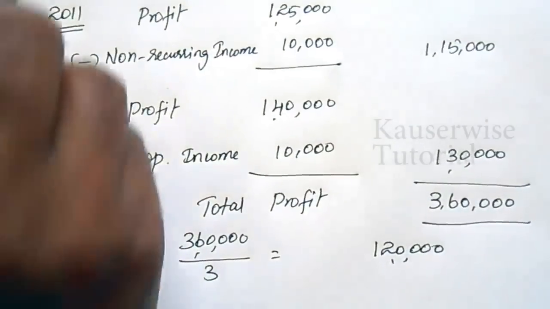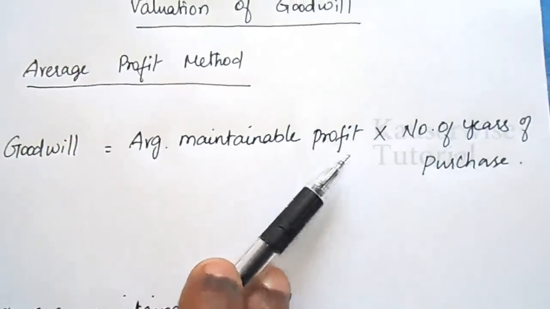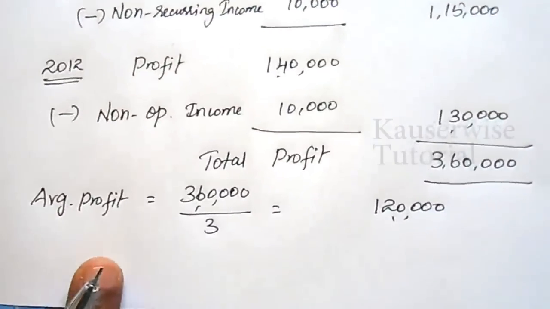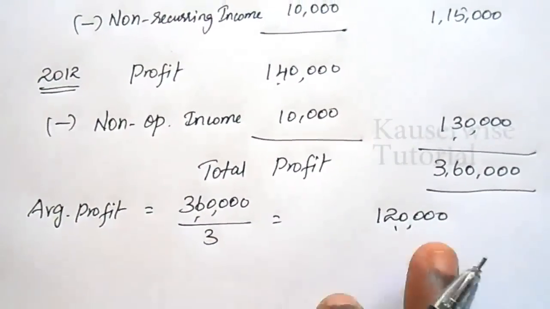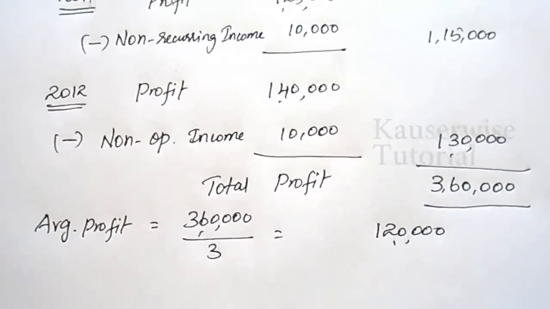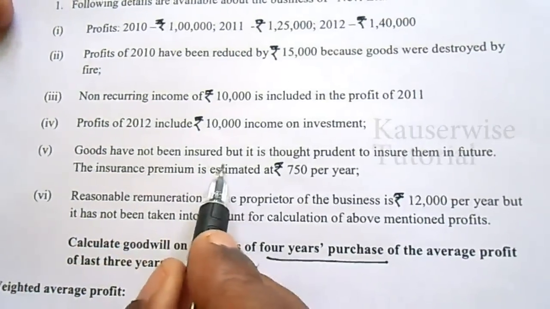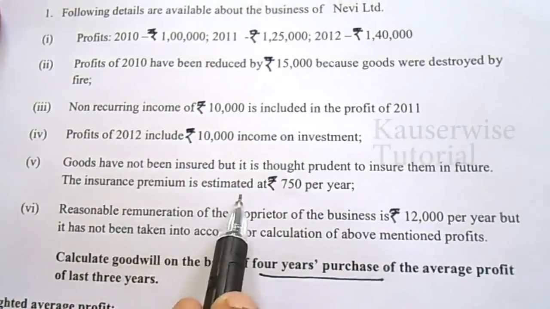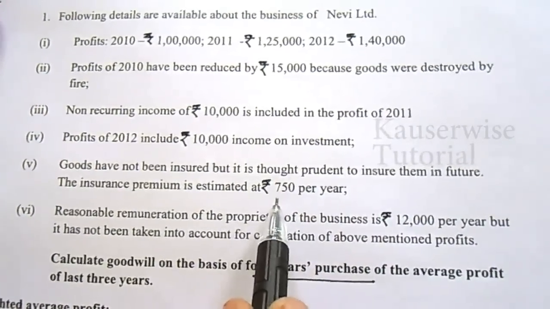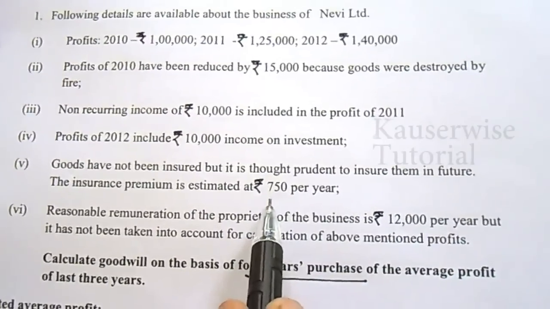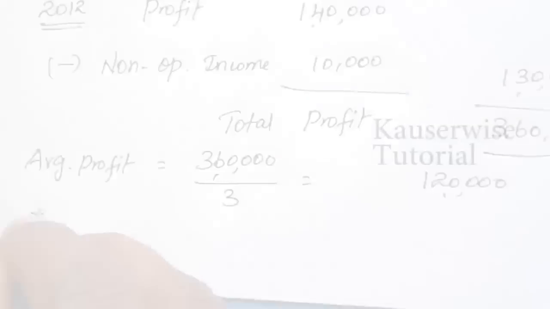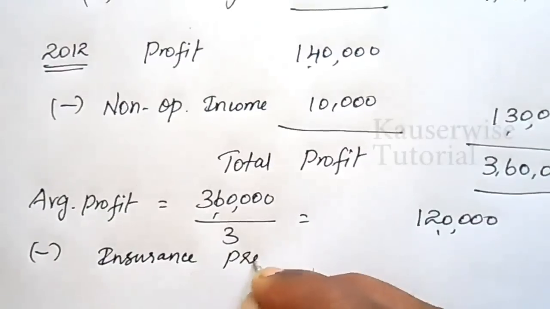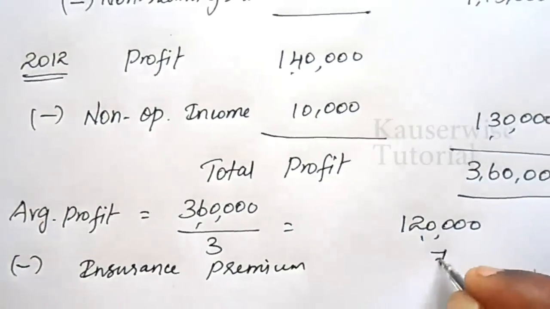Now we need to find out the average maintainable profit. In order to find out the average maintainable profit, just see if there is any future expense that will be subtracted from the average profit. Look at the problem. Goods have not been insured, but it is thought prudent to insure them in future. So the insurance premium is estimated at 750 per year. So this expense they are going to incur in future. So this will be subtracted from the average profit. Less insurance premium. How much? 750 per year.